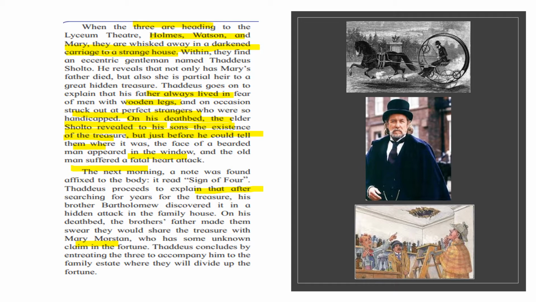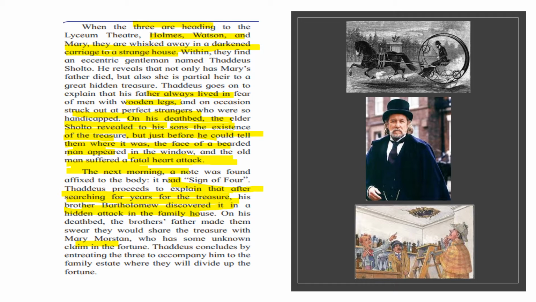Thaddeus explains about Major Sholto and how he lived in fear all day long about a man with wooden legs, and on many occasions Major Sholto struck out at perfect strangers who were handicapped. On the deathbed, while Major Sholto was just about to reveal to his sons about the great treasure, he saw the face of a bearded man appearing in the window, and on seeing that, he suffered a fatal heart attack. The next morning, a note which read the sign of 4 was found on Major Sholto's body.